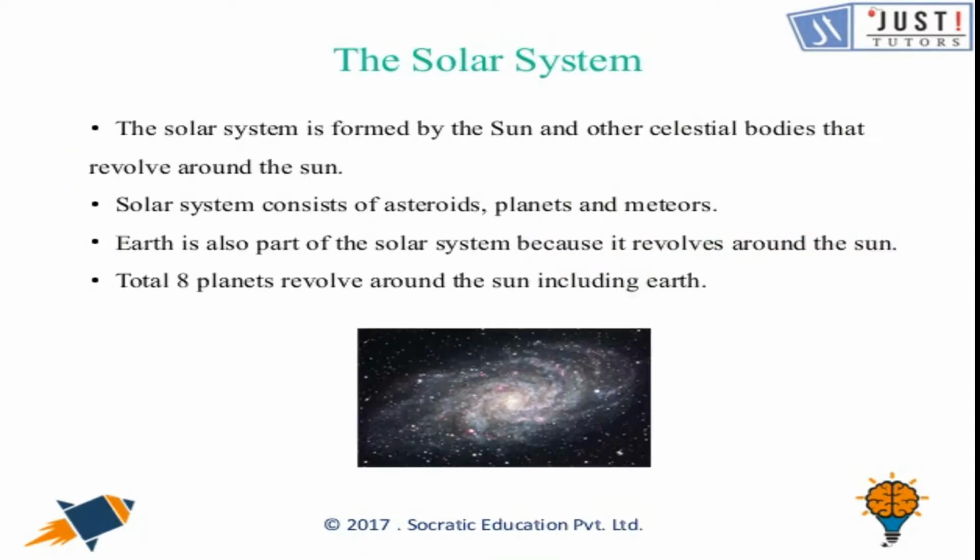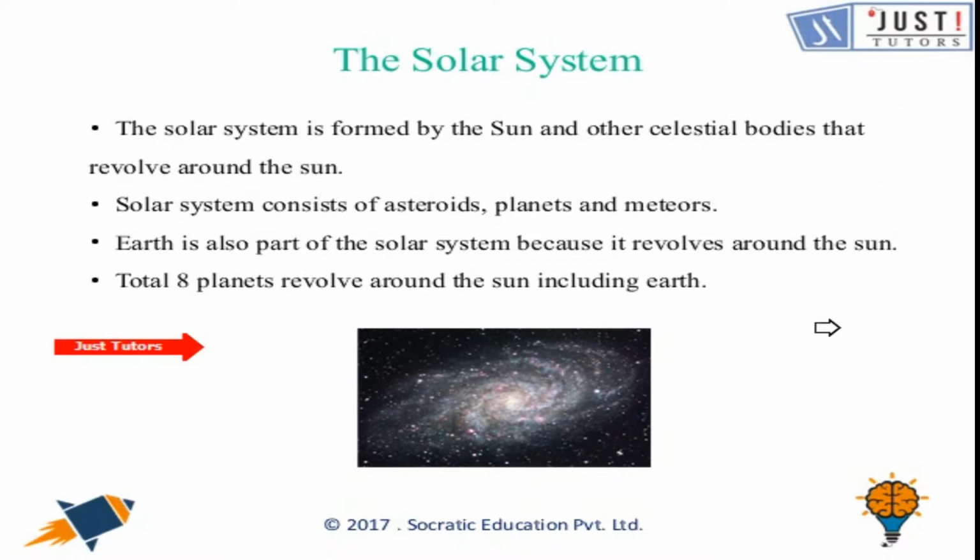And now let's move forward towards the next slide and let's learn about the solar system. Well, the solar system is formed by the sun and other celestial bodies that revolve around the sun. It consists of asteroids, planets, and meteors. Earth is also part of the solar system because it revolves around the sun. And in total, 8 planets revolve around the sun, including Earth.